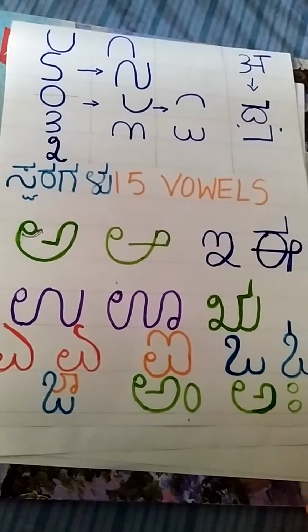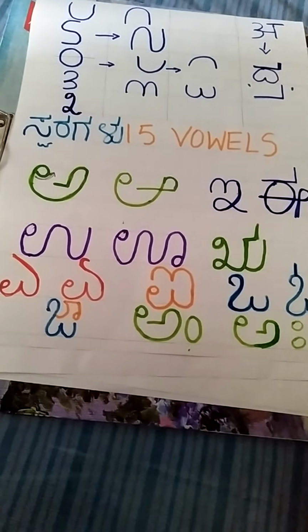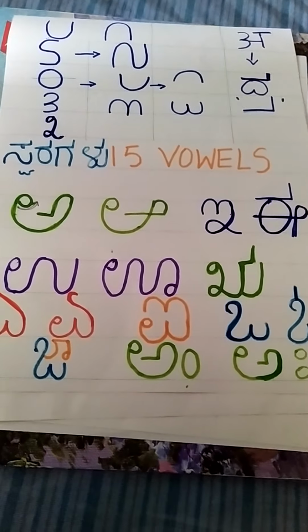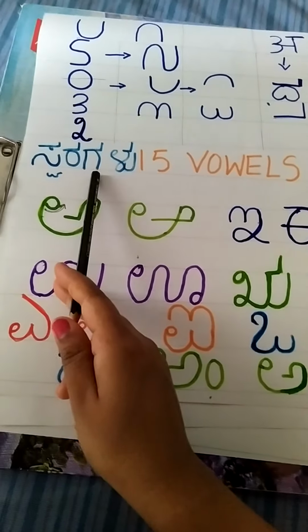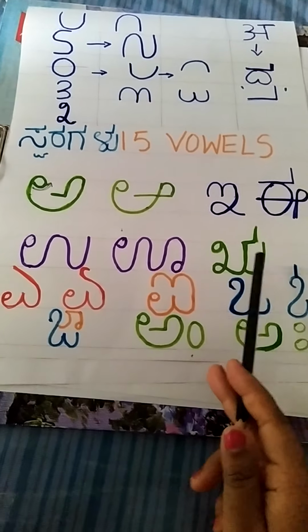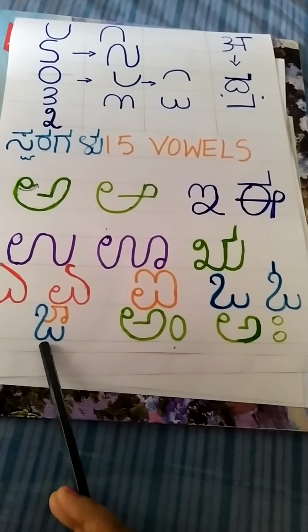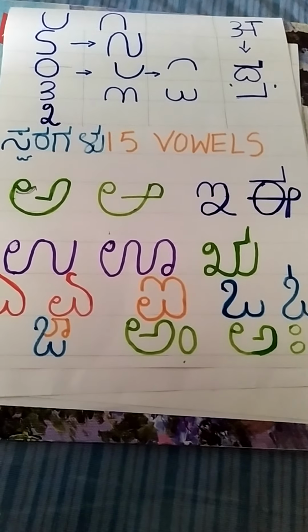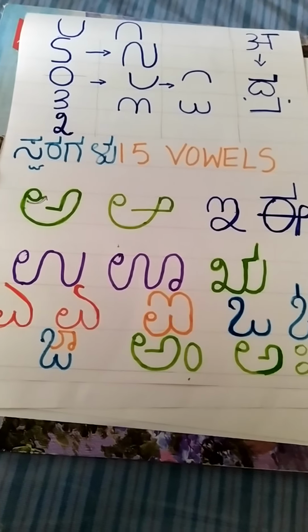So these are the vowels in Kannada, 15 vowels. In this video I have taught you the Kannada vowels. We call them Swaragalu. A, Aa, I, Ee, U, Oo, Ru, E, Ee, Ai, O, Oo, Au, Am, Ah. So hope you all like my video and learn according to this.